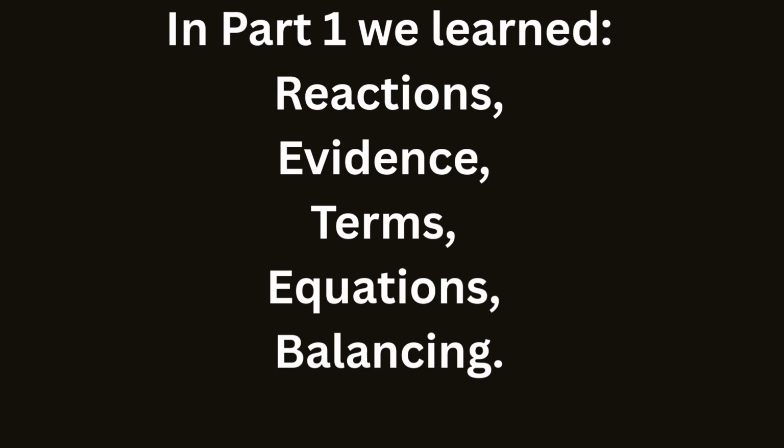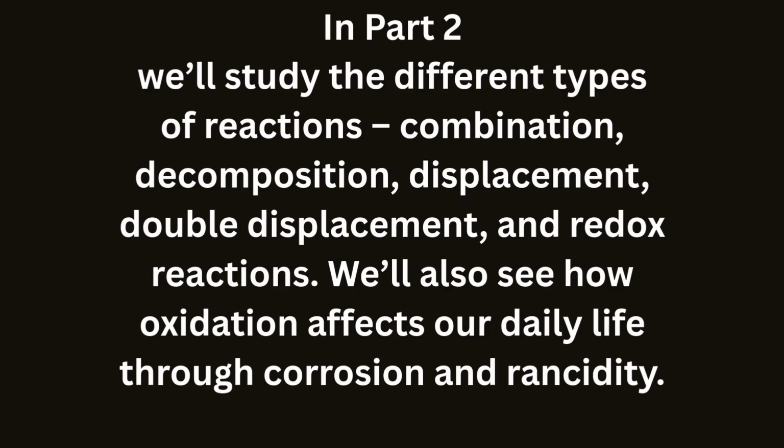So friends, in this first part, we covered what chemical reactions are, signs of a reaction, reactants and products, how equations are written, and how to balance them. In part 2, we'll study the different types of reactions: combination, decomposition, displacement, double displacement, and redox reactions. We'll also see how oxidation affects our daily life through corrosion and rancidity.